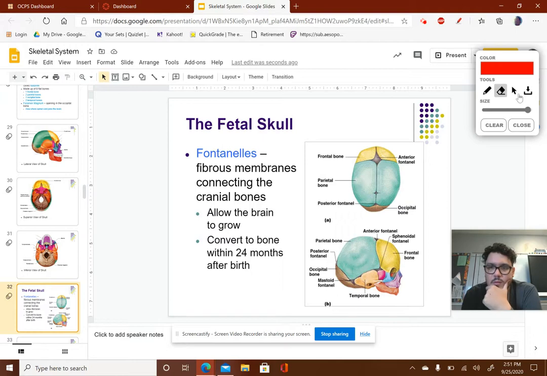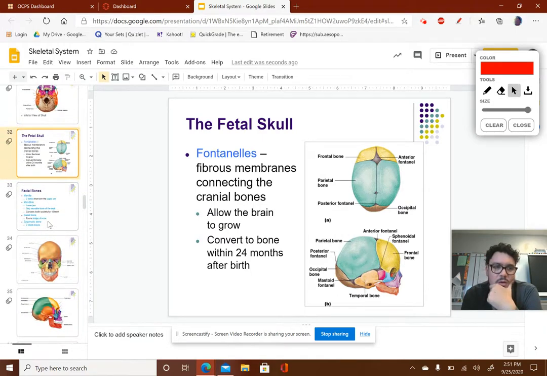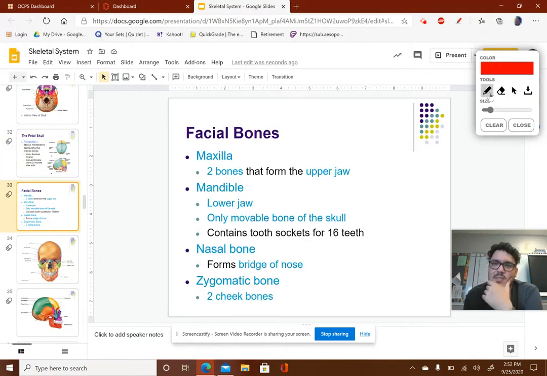Okay, rolling on. Regarding the facial bones, the 2 big ones that I need us to know, like I showed you guys before, is the maxilla and the mandible. So make sure you know those 2. The maxilla is going to be the 2 bones that form the upper jaw. Mandible is going to be the bones that form the lower jaw. Remember, it is the only movable bone.